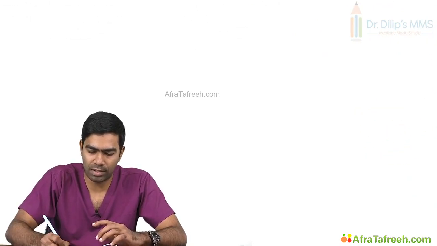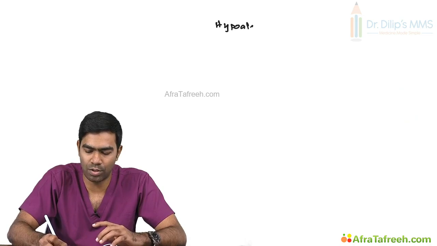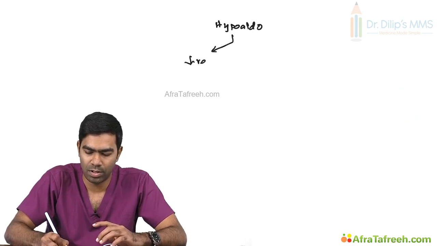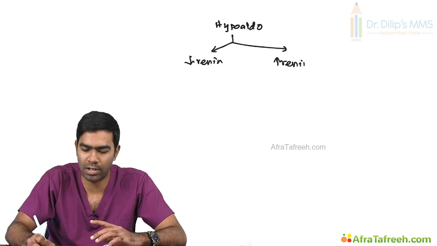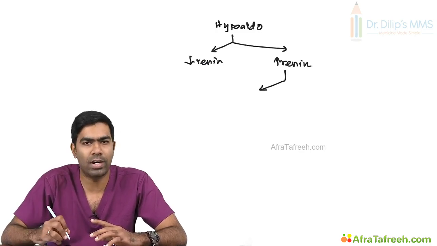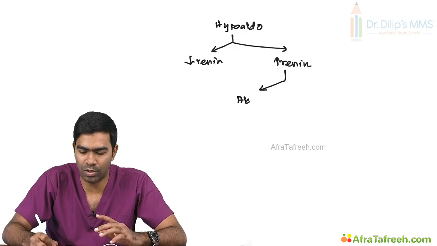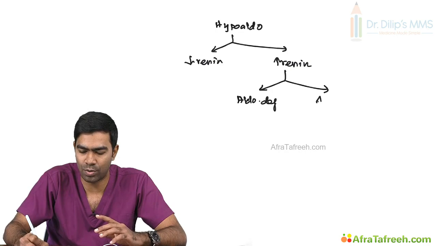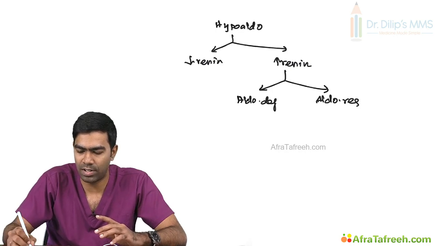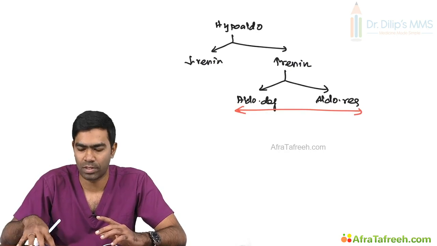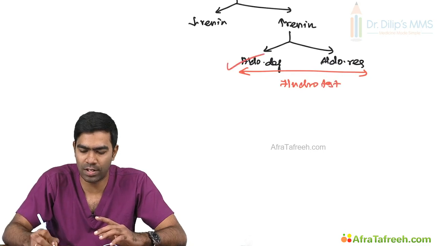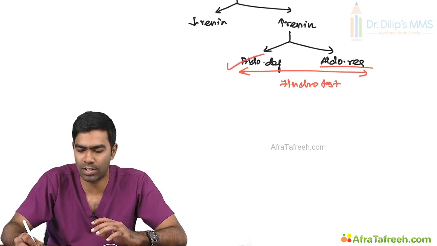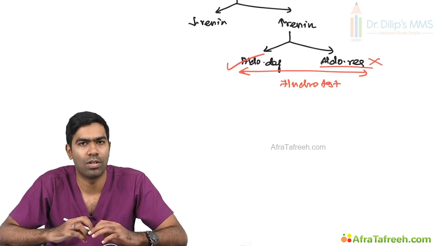Finally, let us summarize. Hypoaldosteronism can be divided into hyporeninemic hypoaldosteronism and hyperreninemic hypoaldosteronism. Hyperreninemic can be further divided into aldosterone deficiency and aldosterone resistance, and the differences between the two can be made with the fludrocortisone test, where aldosterone deficiency will respond to the fludrocortisone test and aldosterone resistance will not respond to fludrocortisone injections or fludrocortisone tablets.